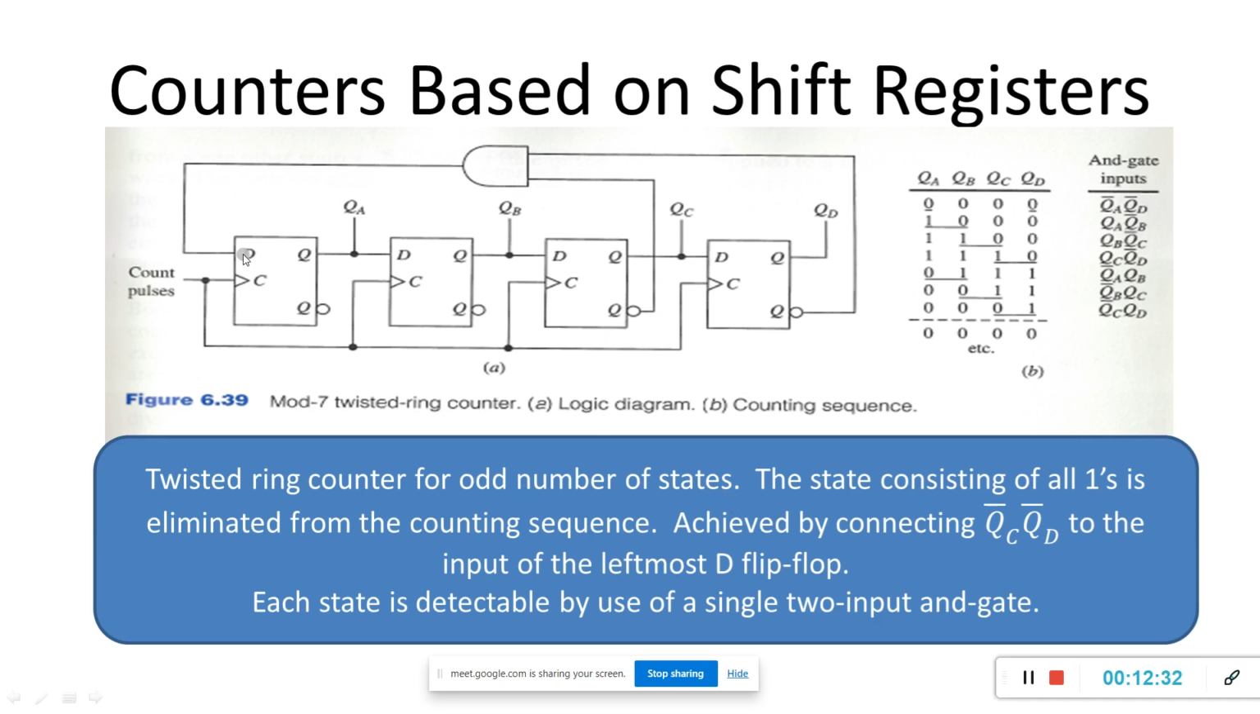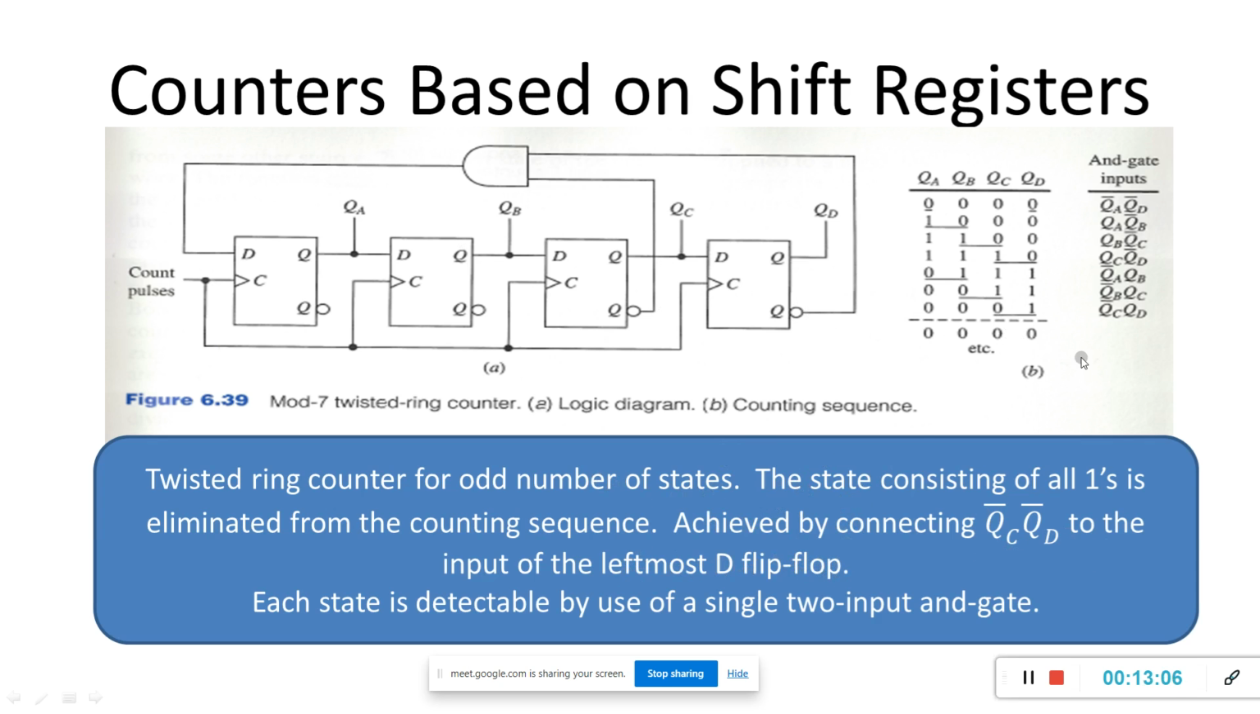then given as an input to the D input of the first flip-flop. Okay, this is a twisted ring counter for an odd number of states. The state consisting of all ones is eliminated from the counting sequence. That means if all are 1, 1, 1, that state is eliminated from the sequence by using this QC, QD bar. Let us see from the counting sequence. Okay, achieved by connecting QC bar, QD bar to the input of the leftmost T flip-flop.